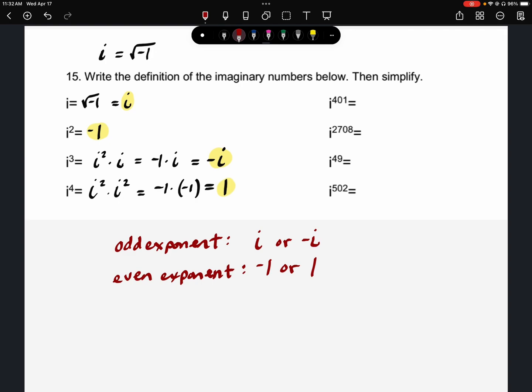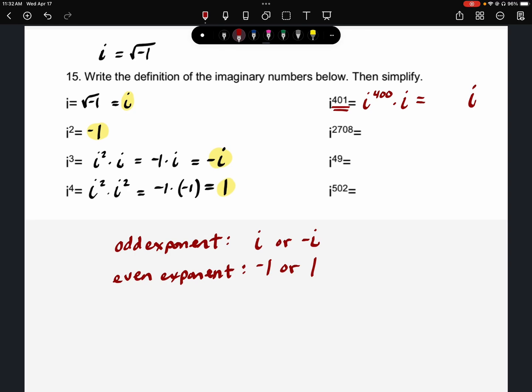So looking ahead, we've got i to the 401st power. So that's odd, so we know our answer is going to be i or -i. So we'll take it here and let's just break it into two parts. We're going to say i to the 400th times i. I already know the answer is going to be i because it was an odd number here. However, I want to know, is it going to be a positive or a negative i?